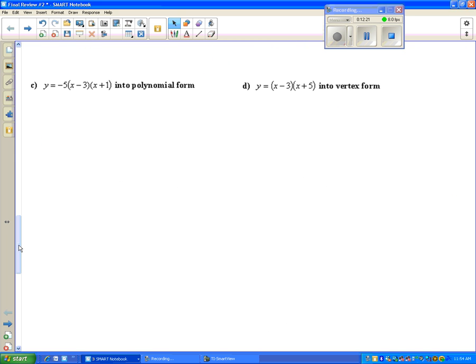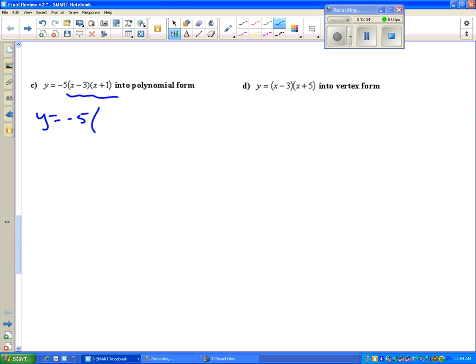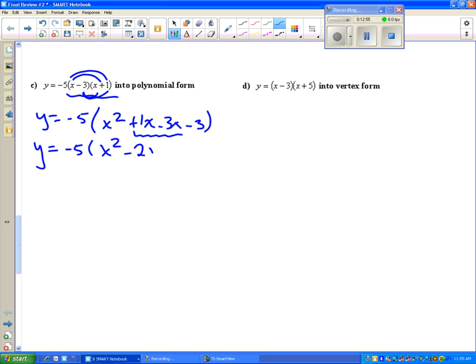Polynomial form. Remember, polynomial form means to get rid of all the parentheses. Okay, letter C. I want to get rid of my parentheses. So this is y equals negative 5 times. FOIL this out. First, x squared. Outer is 1x. Inner is negative 3x. Last, negative 3 times 1 is negative 3. So combine like terms, y equals negative 5 times x squared, 1x minus 3x is negative 2x minus 3.